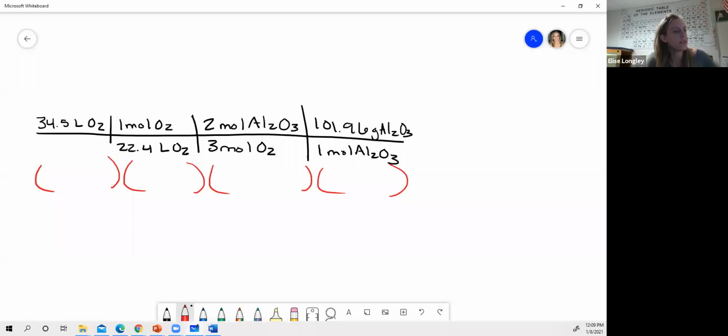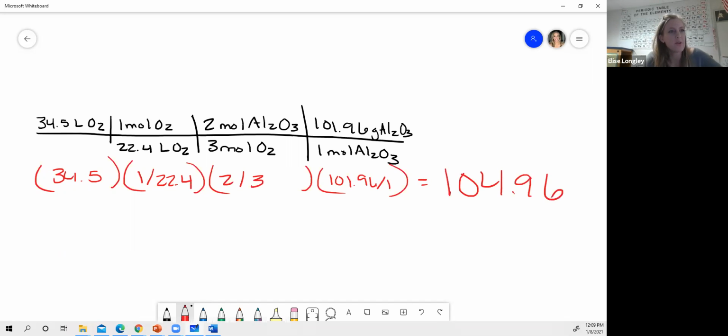So to do that, I would do open 34.5 close, open 1 over 22.4 close, open 2 over 3 close, open 101.96 over 1. Yes, you don't have to write the over 1, but it's a habit of mine to always put it the way I see it, so I don't have to remember. And when you do that, you should get something in the ballpark of 104.96.